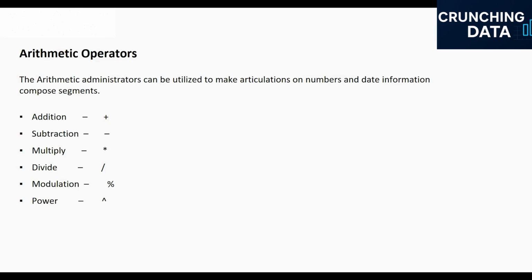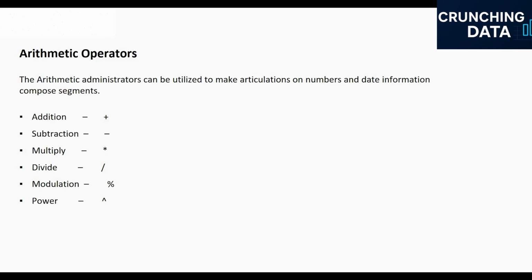Then we have some of the advanced arithmetic operators. Tableau goes beyond the basic operators with advanced functions like modulo, which is denoted by the percent sign. The modulo operator finds the remainder when one number is divided by another number. It is useful for identifying patterns or cycles in data. The last one is power. Power is denoted by the caret or POW function, which is used to raise a number to a specific power. This is handy for exponential calculations such as compound interest.